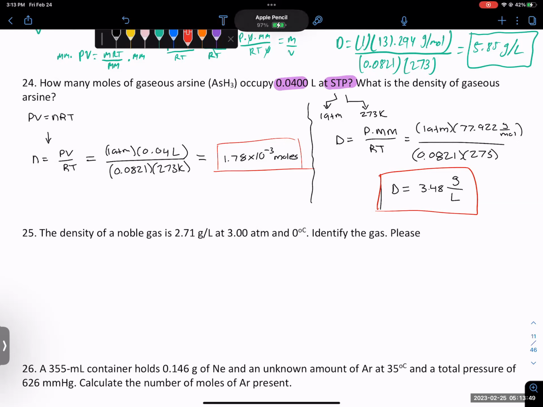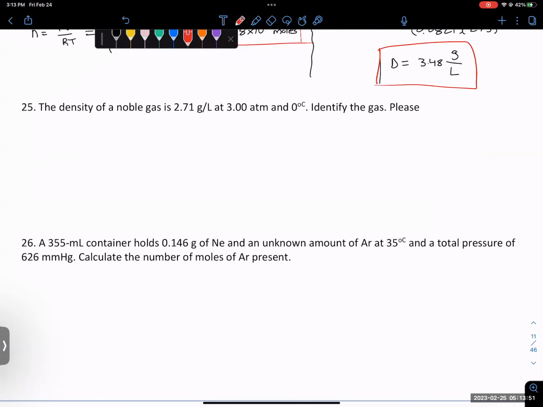But yeah, anyways, let's try number 25. This one is a nice one. The density of a noble gas is 2.71 grams per liter at 3 atmospheres and 0 degrees Celsius. Identify the gas. Pretty please. I'm gonna do this one too.